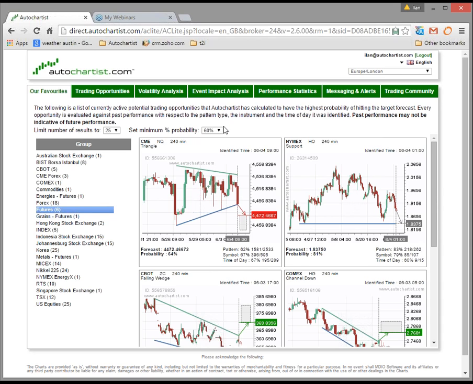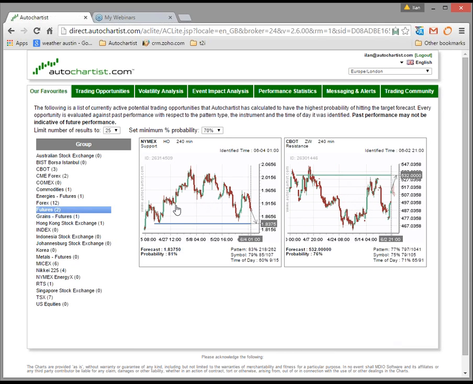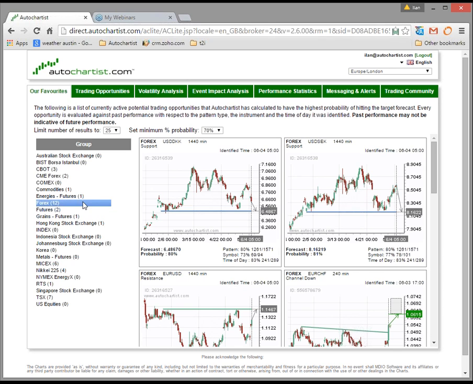So if we're looking at the futures market right now, and we want trading opportunities in the futures market with an over 70% probability based on past performance, Autochartist would filter that through for us and find us these two opportunities, one on NYMEX and one on CBOT. In this screen, we cannot choose which type of opportunities, whether they're chart patterns or support resistance levels. We're just getting opportunities based on past performance.